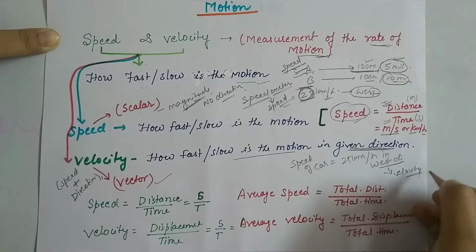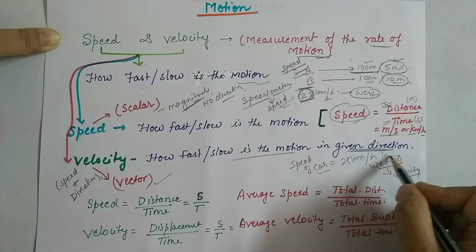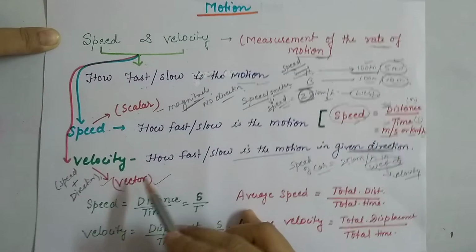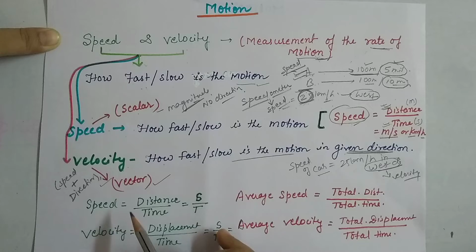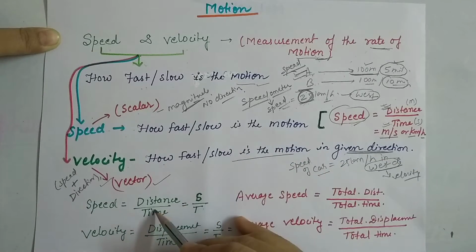It shows the velocity of the car, which specifies the west direction. So the speed with the direction is known as velocity. Now you already understood how to calculate the speed, distance and time. For velocity, we will take the displacement.